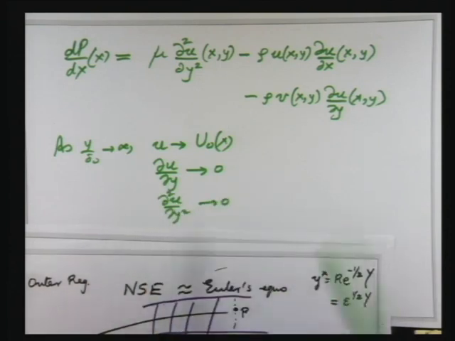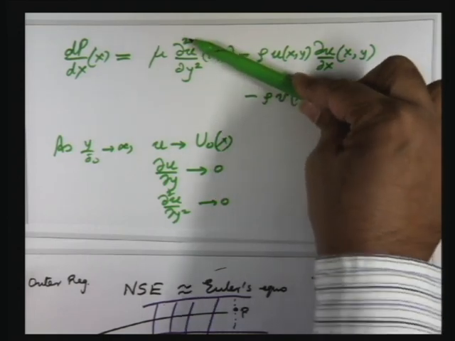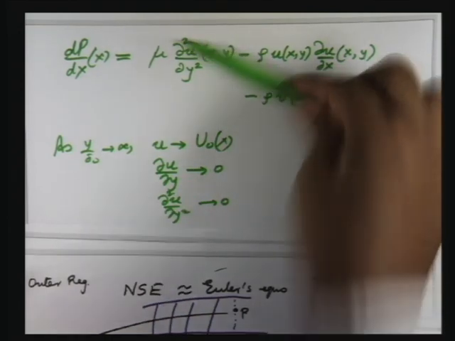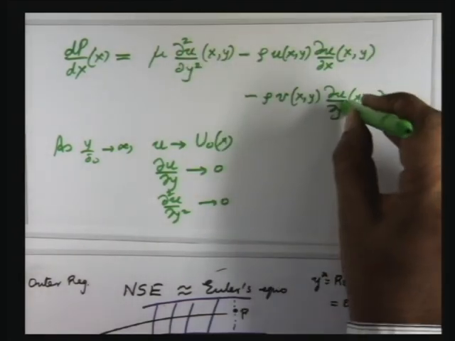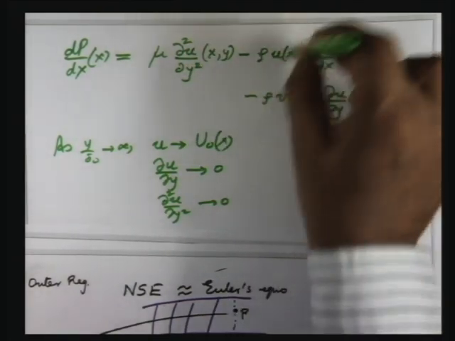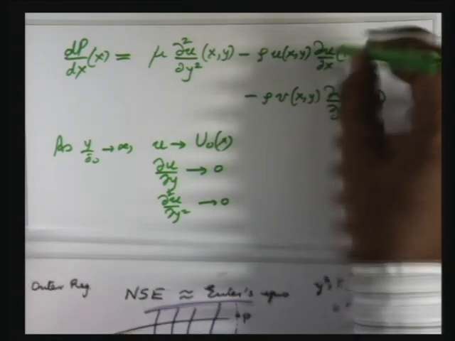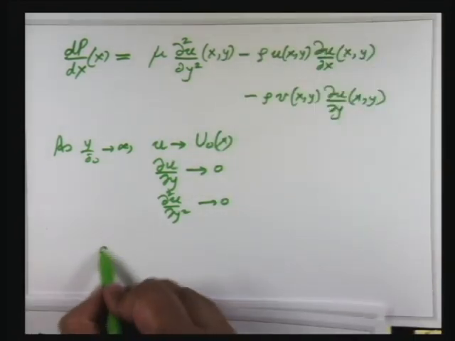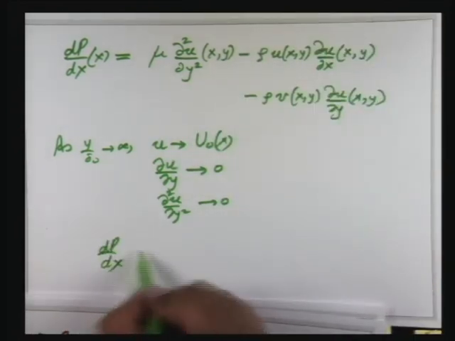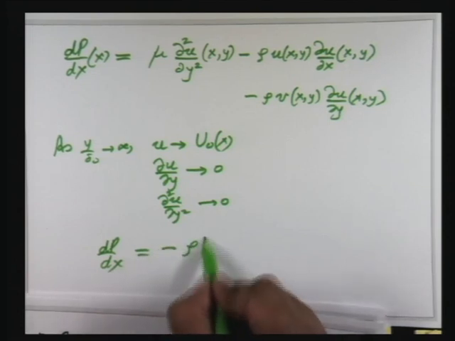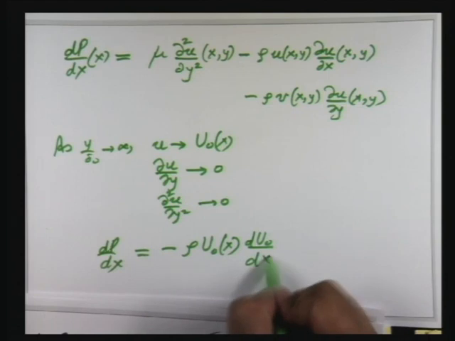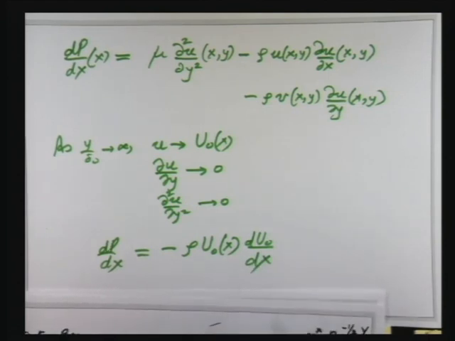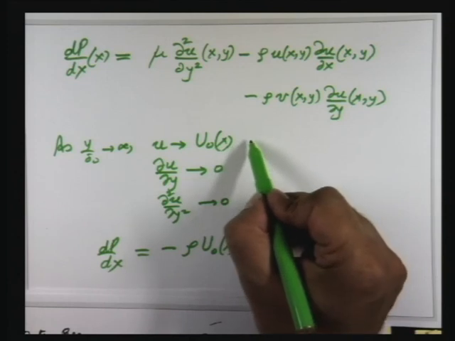So if you look at the right hand side here, for large values of y, the first term will be 0, the last term will be 0, and this will be u0 of x and this will be du0 dx. So you can say that dp dx is minus rho u0 of x du0 dx. This is coming from this condition. This was the matching condition.